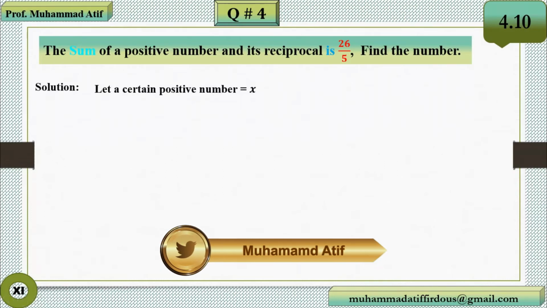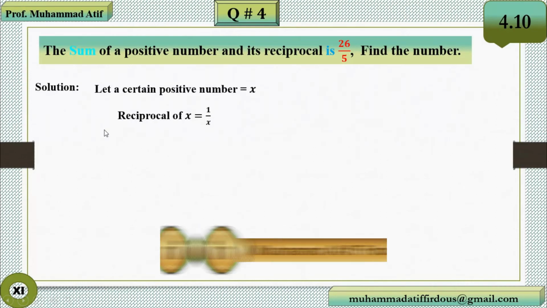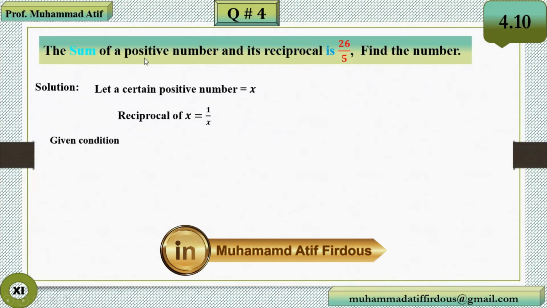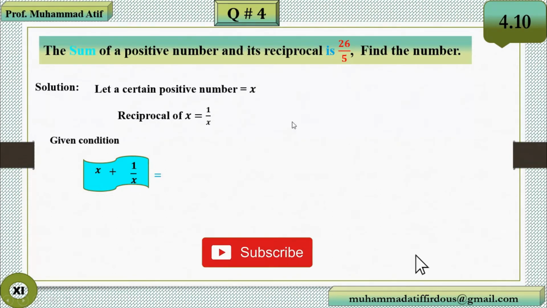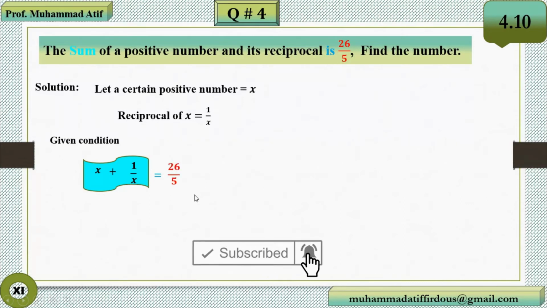Then what will be its reciprocal? The reciprocal of x is 1 over x. And the given condition states that sum, meaning you have to add these two numbers, sum of this number and its reciprocal. Got it? Is, just to decode this into an equation, what will be the meaning of is? Shabash, equal. Is 26 over 5. Well done. Now you just have to solve this equation.